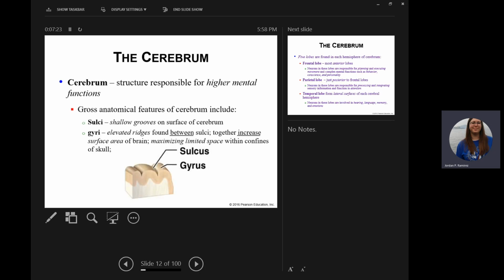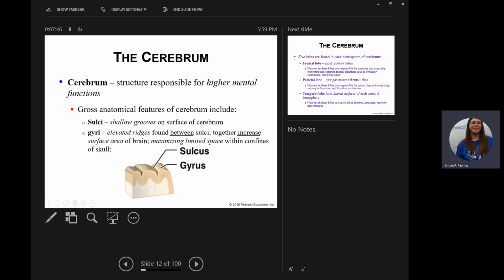All right, so let's talk for just a second about the brain. We're going to talk specifically about all those different core divisions. We're going to talk about sections and subdivisions of those. All right, so the cerebrum is the structure responsible for higher mental functions. Nothing new, we just talked about that. It does have distinct anatomical features, which you will need to know both here and in lab.